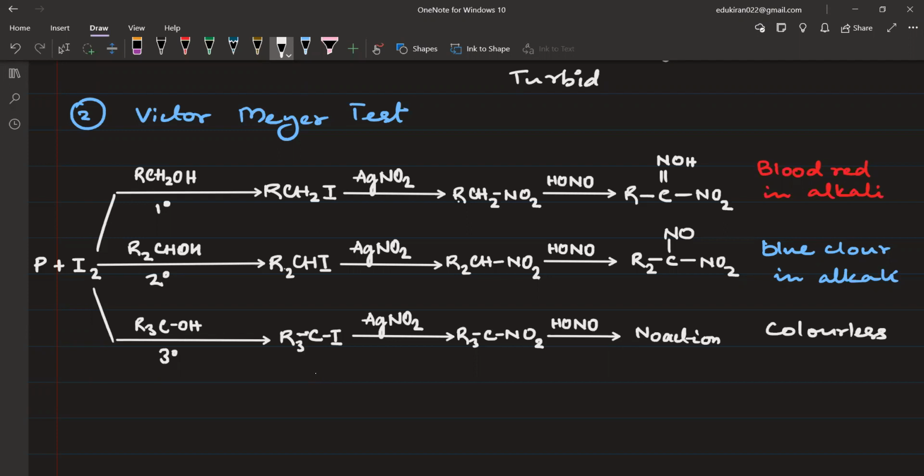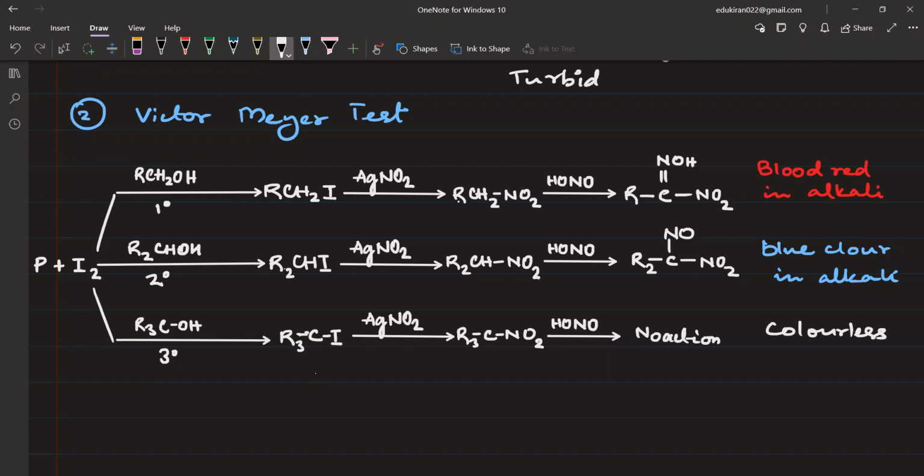Now they will ask you whether it is 2 degree or 3 degree. Or let's suppose that I got the product in 3 minutes. Then what do you think? Is it 2 degree or 3 degree? Then we have to do a confirmatory test, and that confirmatory test can be done by the Victor Meyer test. Also, the tests which are a bit longer, those tests we do only to confirm something.